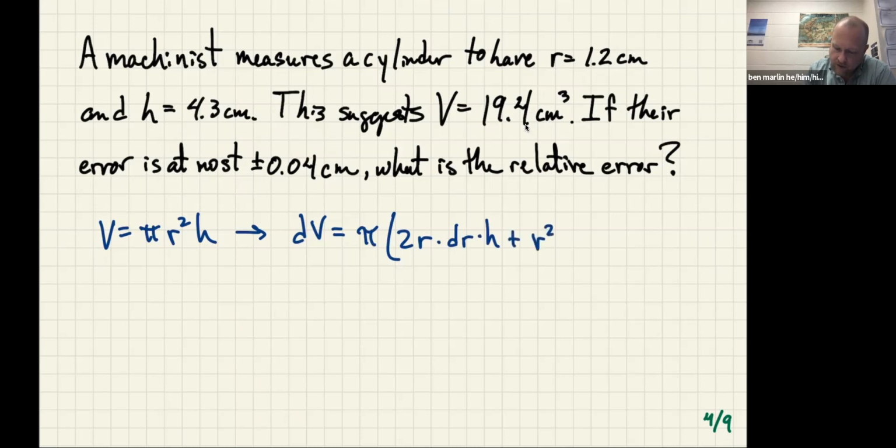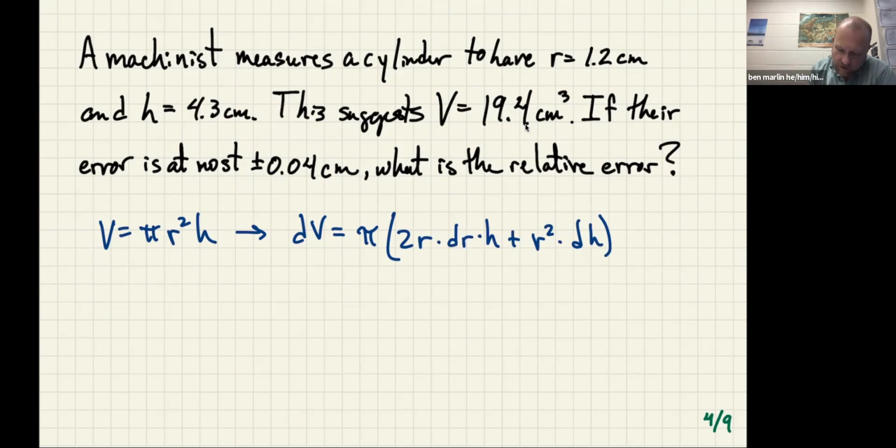Plus r squared, and then a dh. So the dr and the dh are going to be the plus or minuses there. Now, the thing is, you have no idea what the actual error is. We're just looking at the worst case scenario. It could be that you overmeasure the height and undermeasure the radius, and somehow it magically cancels out. So all we're doing here is figuring out the maximum relative error.